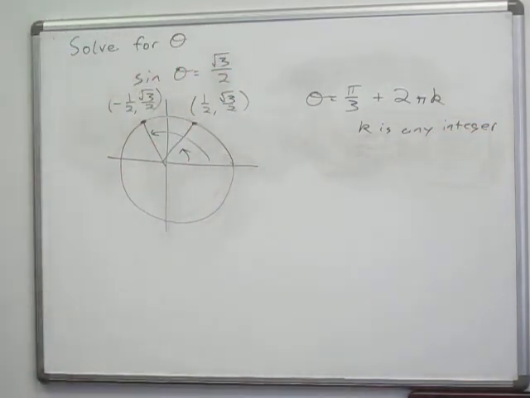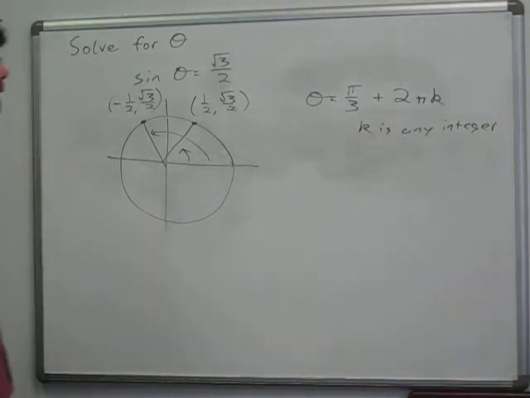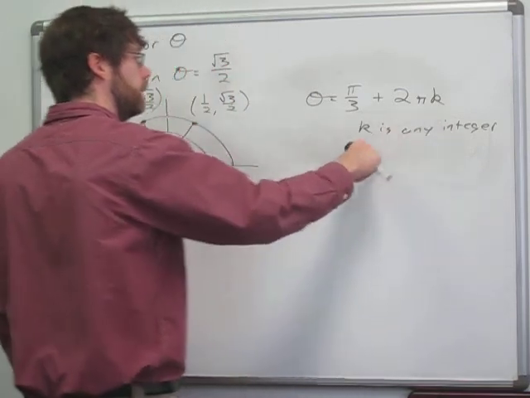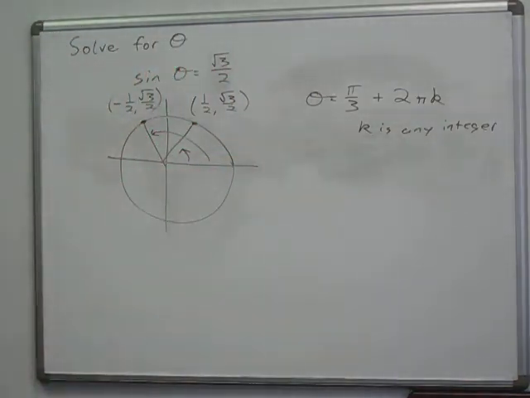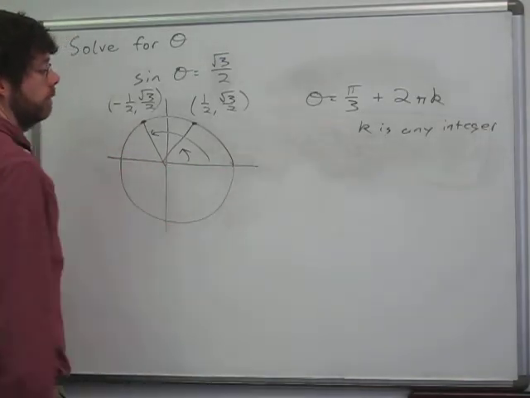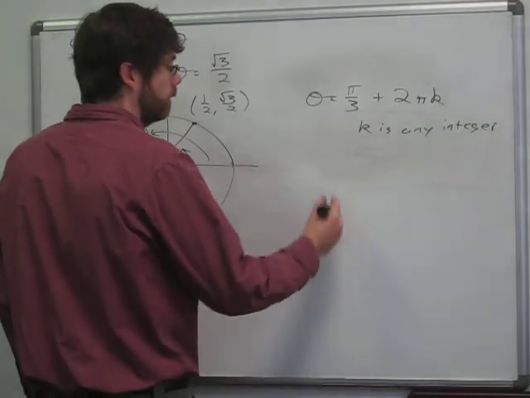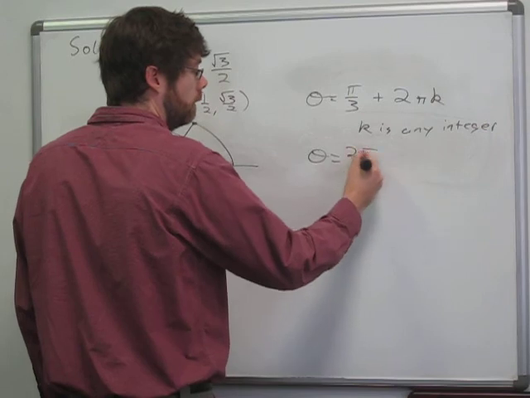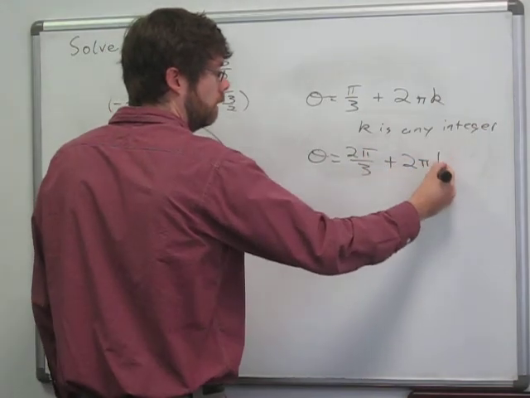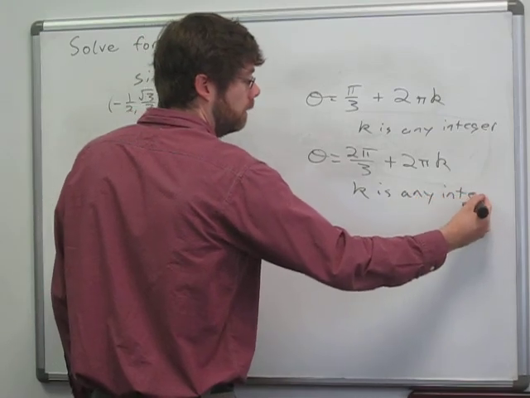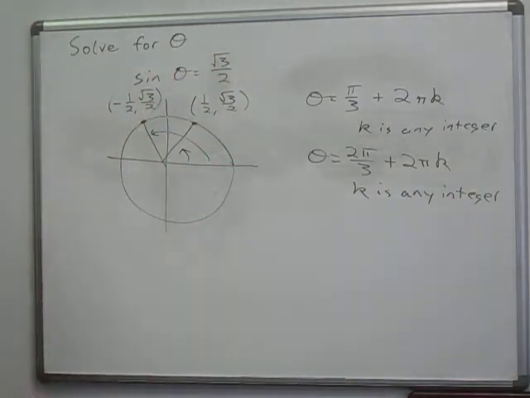Okay. And what this expression, this 2 pi k, accomplishes, is it accounts for all the multiples of 2 pi that we can add or subtract to the rotation pi over 3. Okay. And of course we need to do the same thing for 2 pi over 3. Right. Because those will also be solutions to this equation.